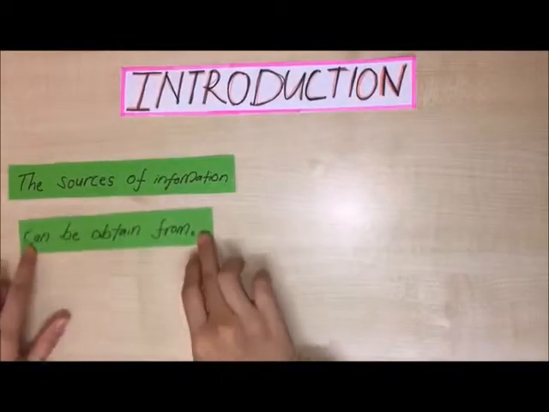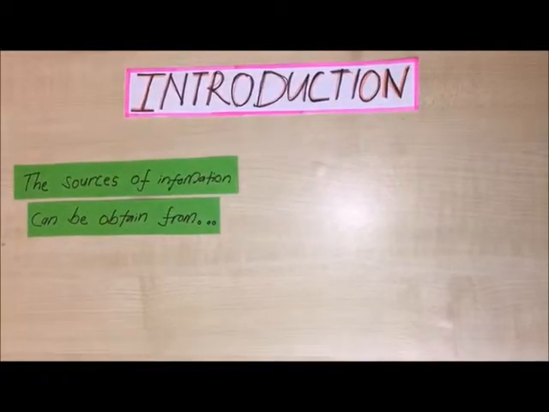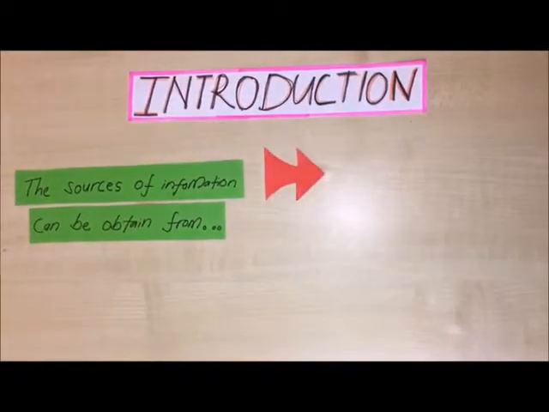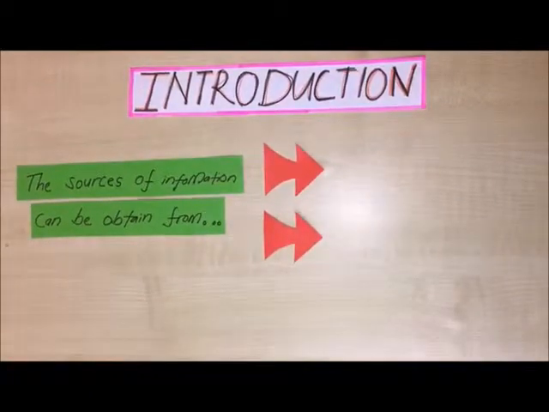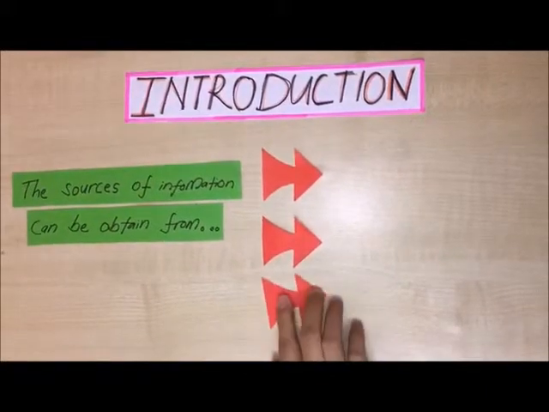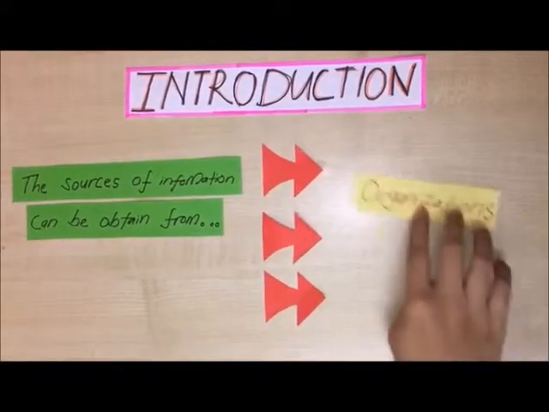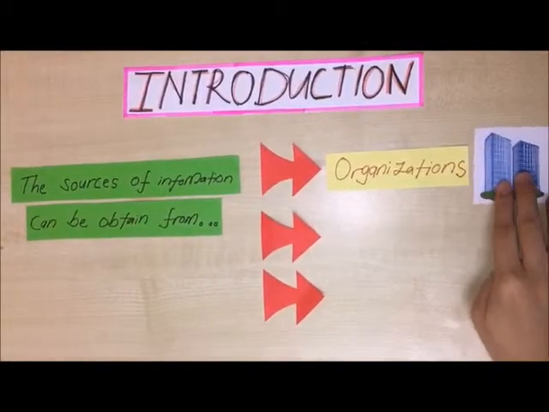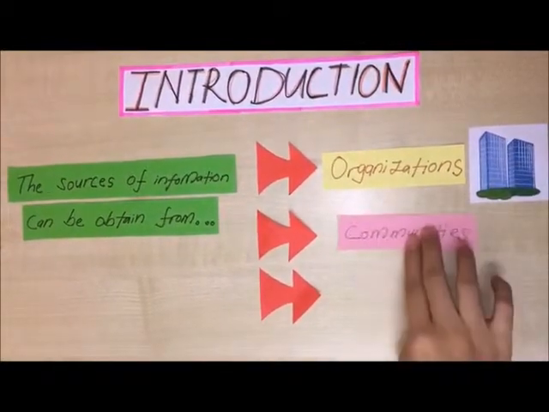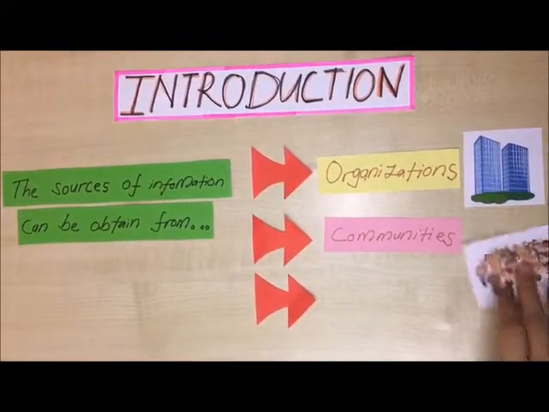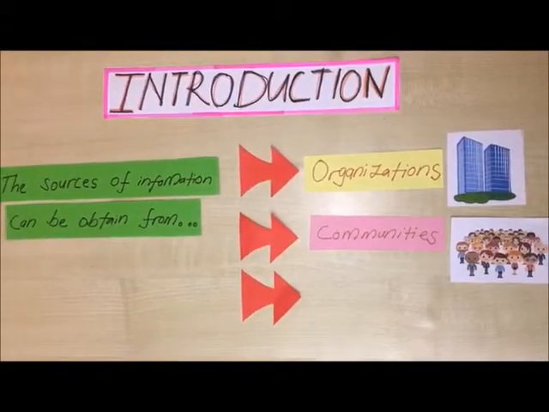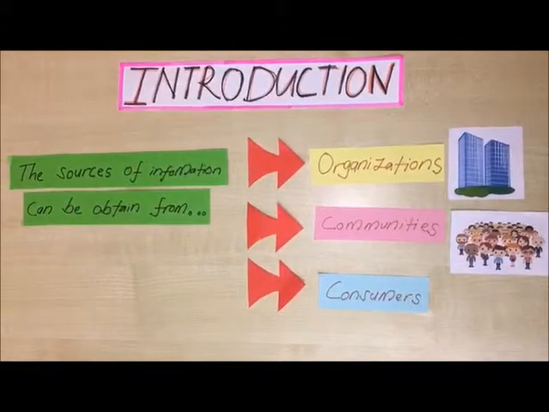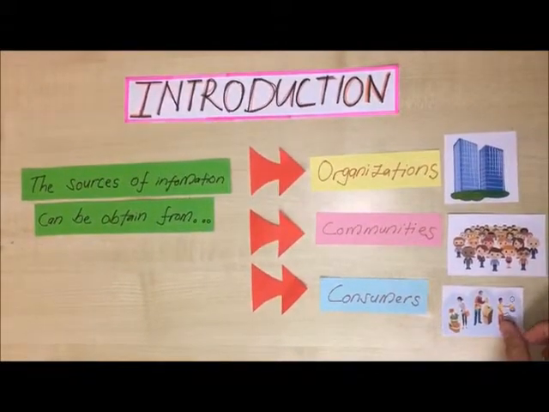The sources of information can be obtained from: first is organizations, second is communities, and third is consumers.